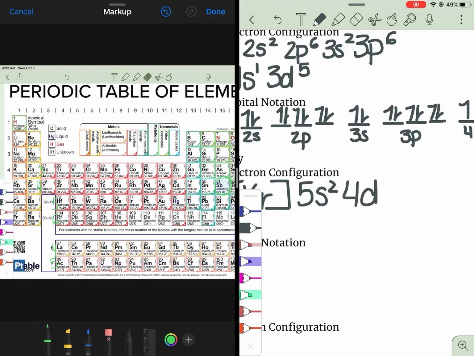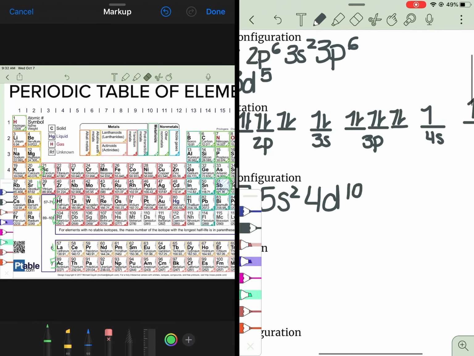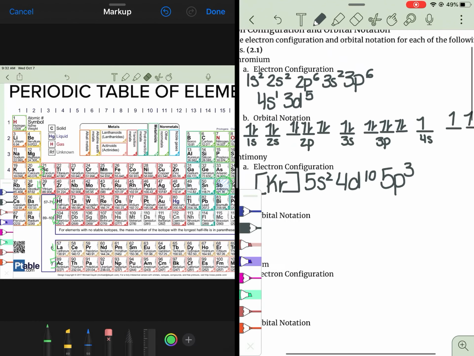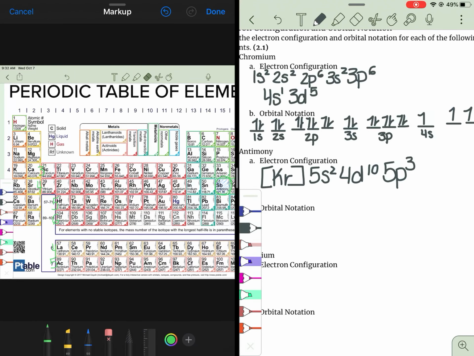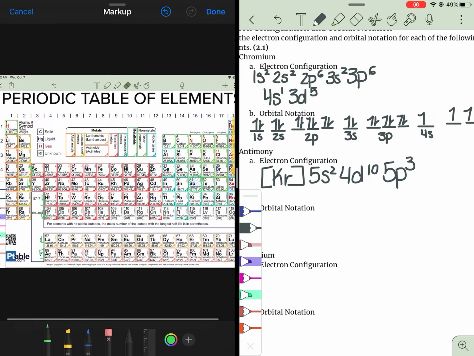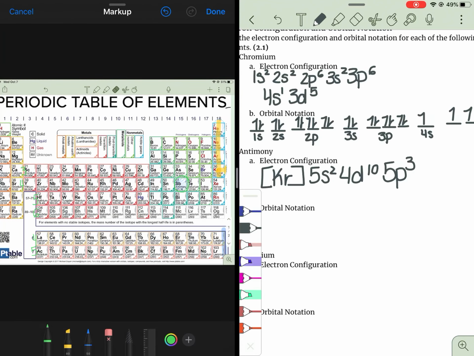I go all the way 4d10, okay? And then I'm going to end up with 5p3. That would get me to antimony. If I wanted to do the full electron configuration, I could. It'd be 1s2, 2s2, 2p6, 3s2, 3p6, 4s2, 3d10, 4p6, and then I would have the rest. So that 4p6 would get me to krypton, so I can just put it in the brackets.